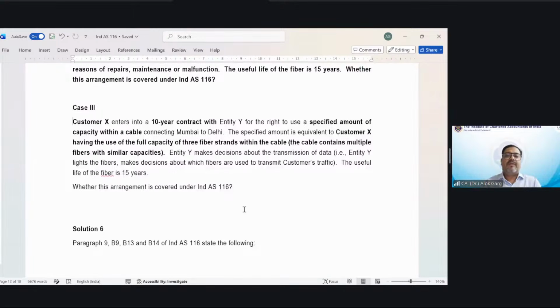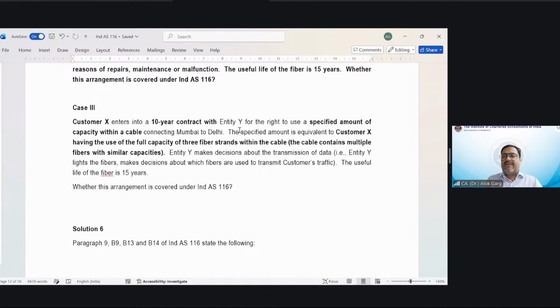Okay. Case 3. Customer X enters into a 10-year contract with entity Y for the right to use a specified amount of capacity within a cable connecting Mumbai to Delhi. Okay. Right to use a specified amount of capacity within a cable, not the full cable, not the 100% capacity. So some capacity within the cable. The specified amount is equivalent to customer X having the use of the full capacity of 3 fiber strands within the cable. The cable contains multiple fibers with similar capacities.